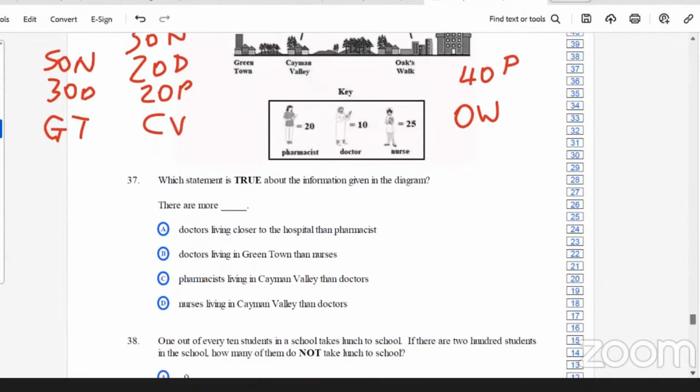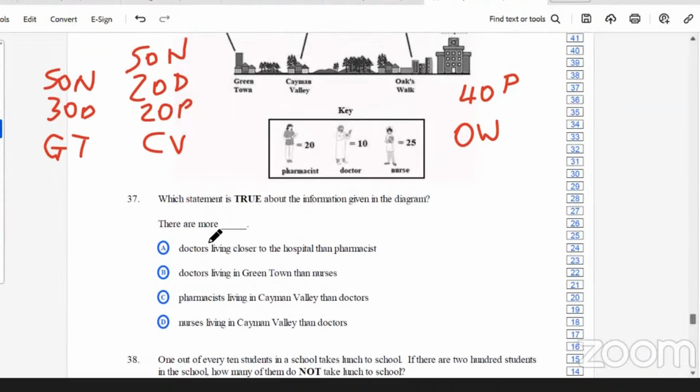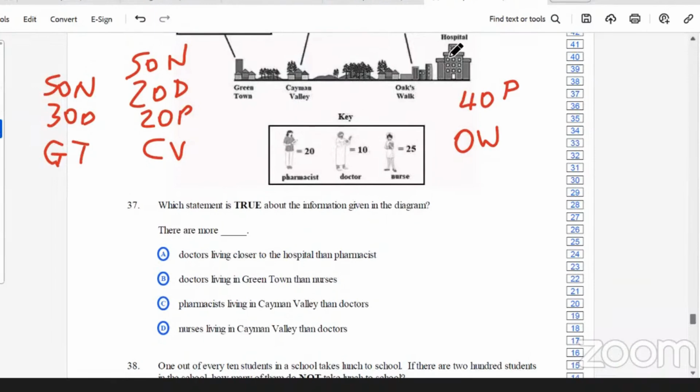So which statement is true? All right, so it says there are more doctors living closer to the hospital than pharmacists. So the people who live closest, remember the hospital is here. So if the hospital is here and in Oak Walk we have 40 pharmacists, no doctors, then this could not be true. Then it says there are more doctors living in Greentown than nurses. So in Greentown, we had 30 doctors and 50 nurses. So this is also incorrect.